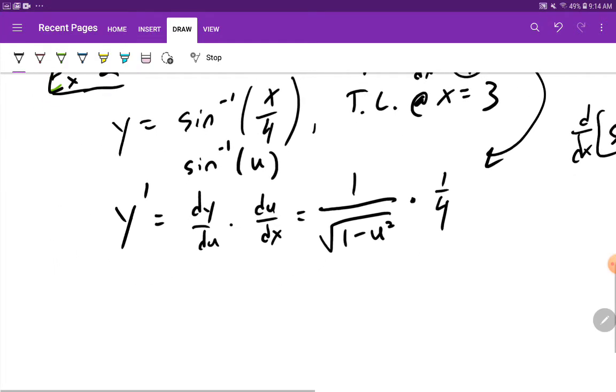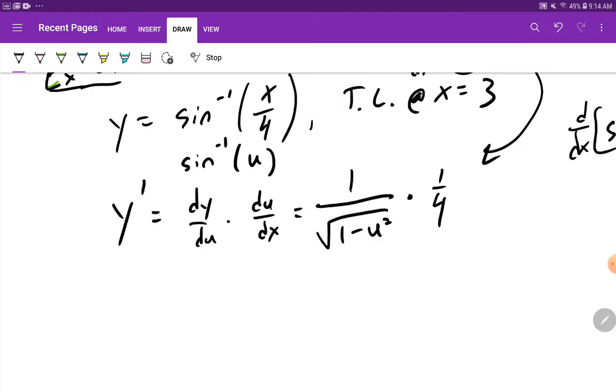Okay, but remember, we want to keep everything in the same variable. We want to make sure that our answer is in terms of x. So I'm just going to swap this out. This becomes 1 over 4 root 1 minus x over 4, x squared over 16. I'll call it that for now.